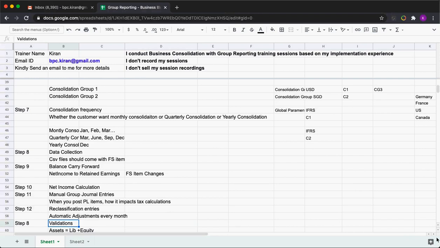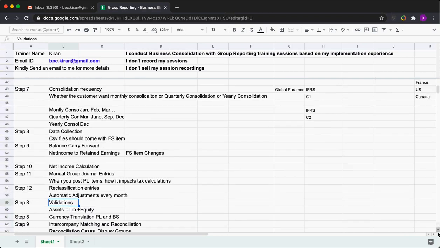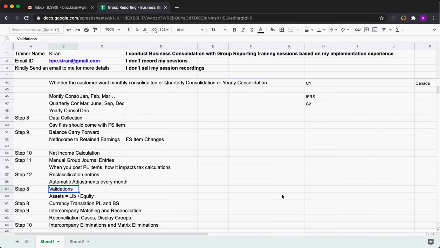So next thing, validations. Validations are like whatever data you collected from the entities, as we discussed yesterday. So you can give 2-3 validations. Assets equal to liabilities plus equity. This is one validation, right? So you can say validation rules. Assets means the accounts which are starting with 1 star. Liabilities means the accounts which are starting with 2 star. Equity means 3 star, whatever naming convention is there.